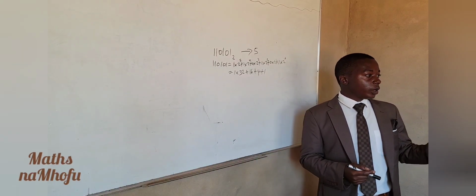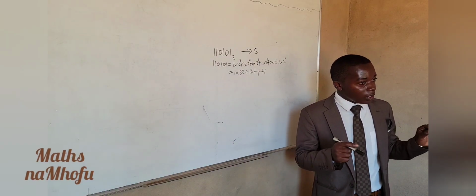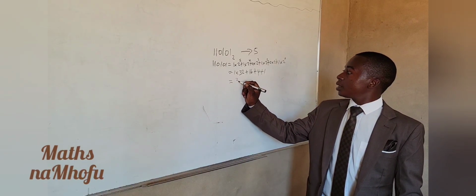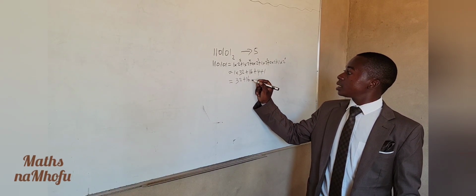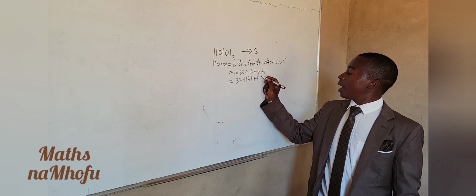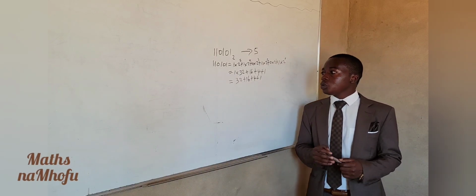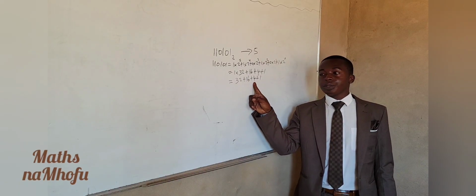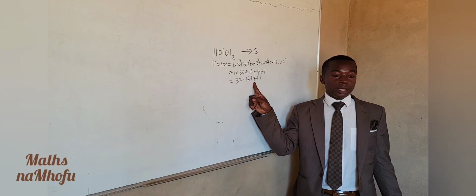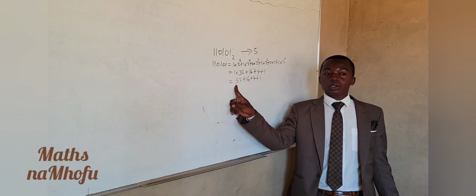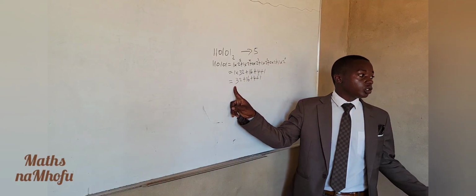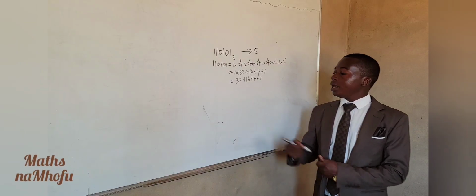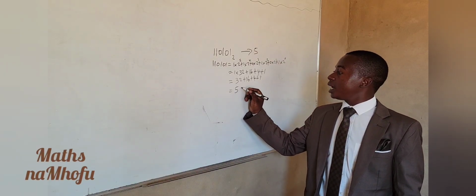Remember, a number to the power 0 is 1. Good. So we are going to add this: 32 plus 16 plus 4 plus 1. If you want to calculate it mentally, since it's paper 1, 16 plus 4, what do you get? 20, right? Then 20 plus 32 is 52. Plus 1 is 53. Then our answer will be 53.